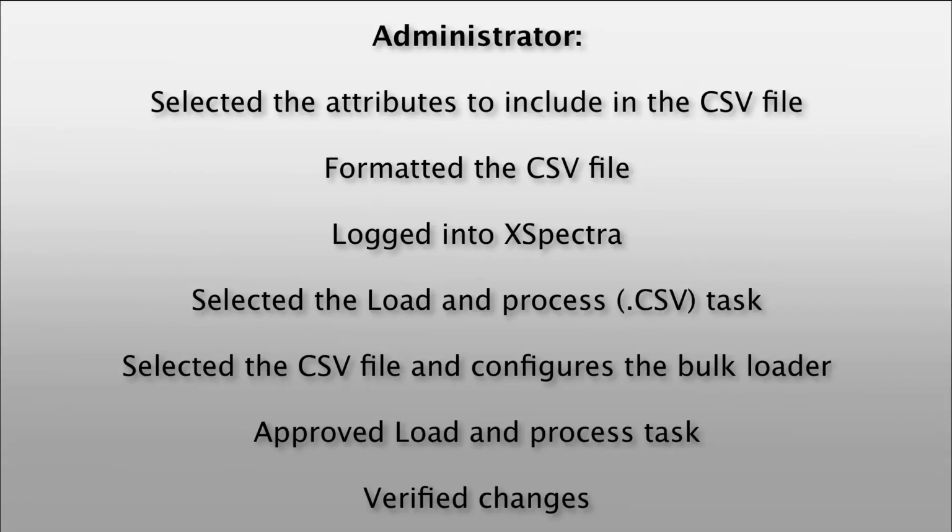To review what I've demonstrated, the administrator had selected the attributes to include in the CSV file found on the XSpectra support page. A link's included in the video description below. The administrator formatted the CSV file, logged into XSpectra, selected the load and process task, selected the CSV file, and configured the bulk loader, approved the load and process task as the administrator, and verified the imported changes. And that is how an administrator creates a CSV file and loads it into XSpectra.